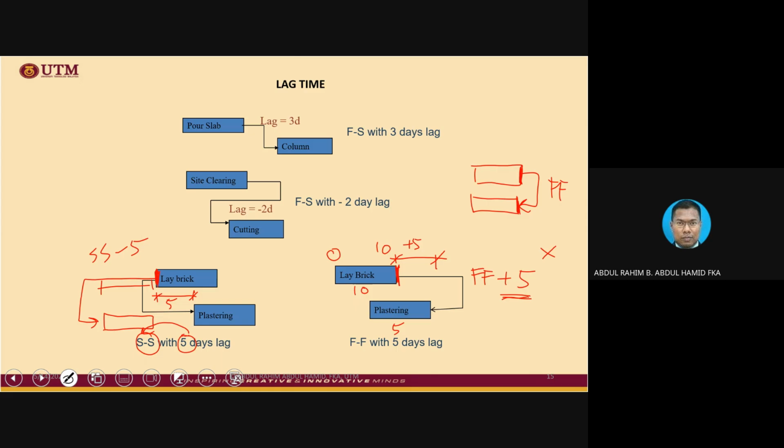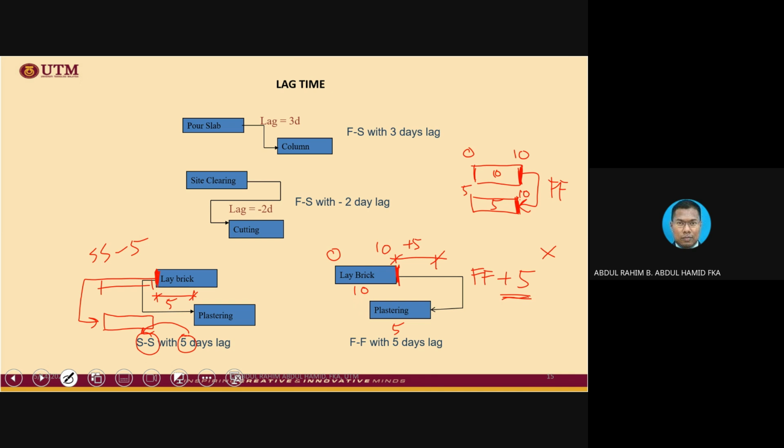By right, if you use this concept here, 0 plus 10, this is 5. 0 plus 10, this is 10. And for the second activity, we are going to log the value of 10 here, and this activity will start on day number 5. That is the concept, because we are going to log the finishing values.